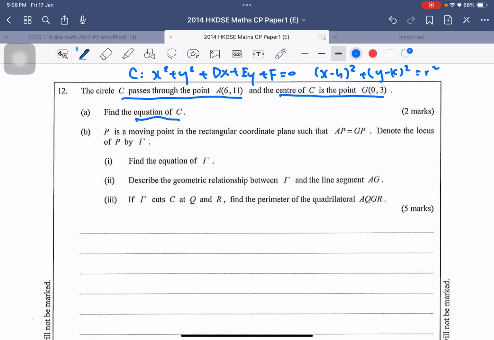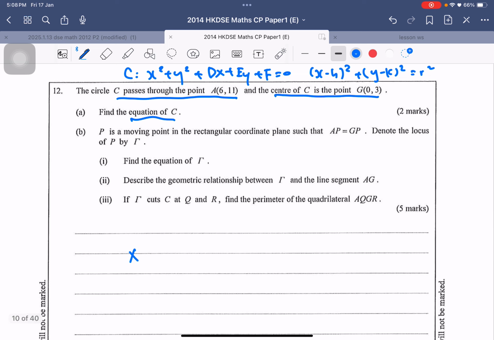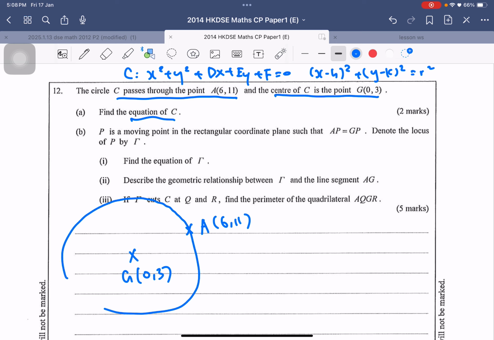Okay, watch. We have this point as the center. This is point G, we have (0, 3). And then I have another point here. This is A, (6, 11). What's the meaning of passes through? Goes through. So the circle passes through A, and then we can just get this circle, isn't it?